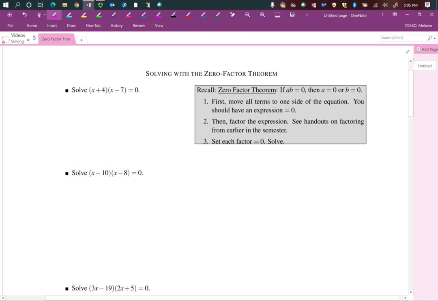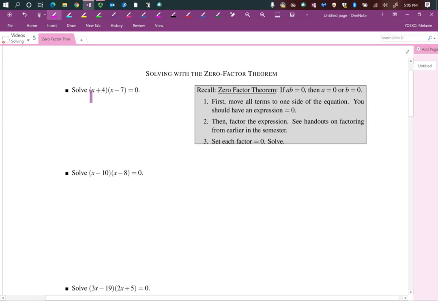0 times 7 is 0. 7 times 0 is 0. Any number times 0 gives you 0. The only way to get an answer that is 0 that came from multiplying several things is if one of those things was 0. So our strategy is to move all terms to one side of the equation. We end up with an expression equal to 0. Then we factor it. If you need some help factoring, we have other videos on that. And then set each factor equal to 0 and solve.